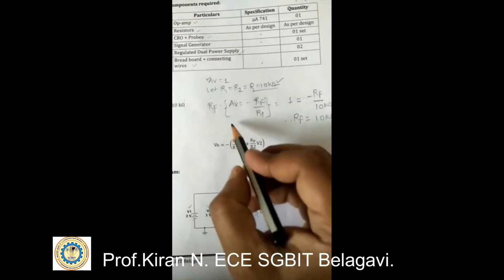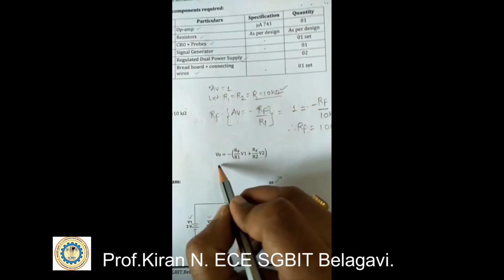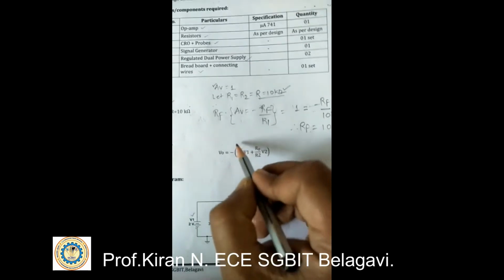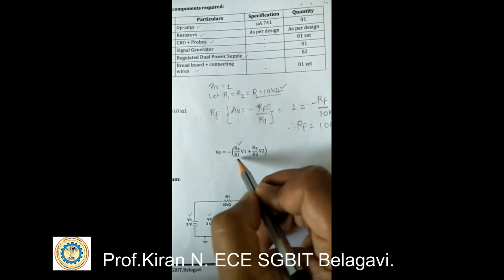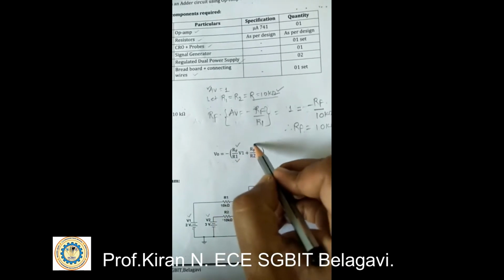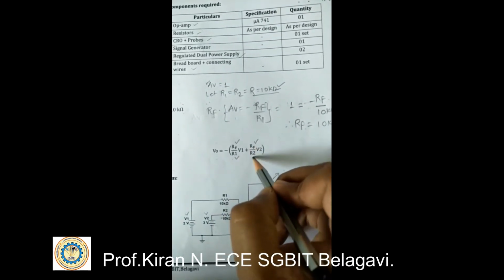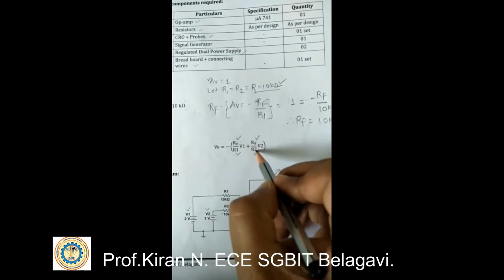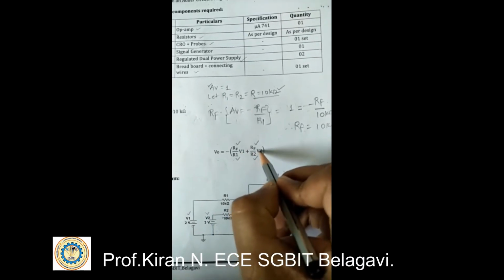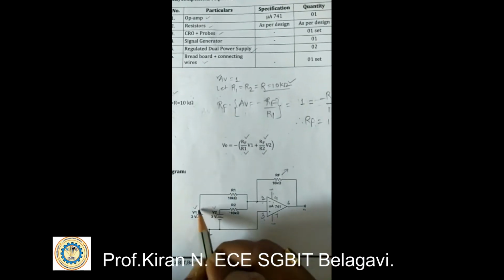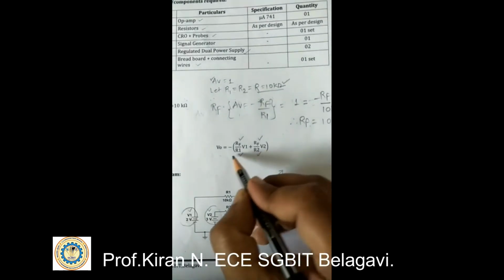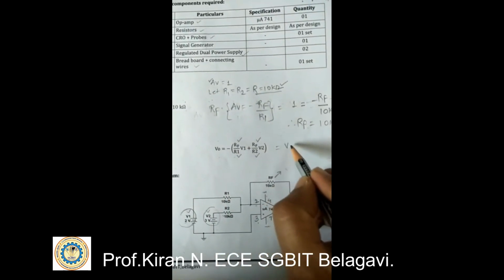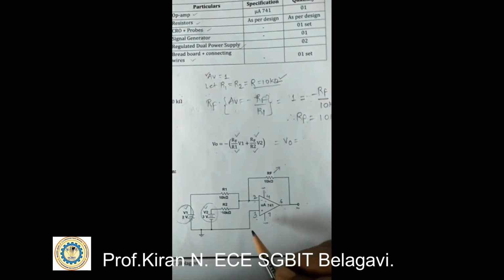Now after this we have to find the output voltage, that is V0. How are we going to find the output voltage? We know the value of RF, we know the value of R1. Similarly here also RF and R2 values, we have to substitute these and multiply with the respective voltages that we are providing, V1 and V2. With this we are able to calculate the output voltage.